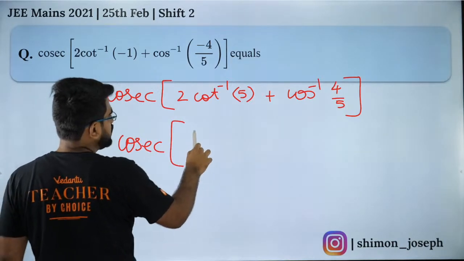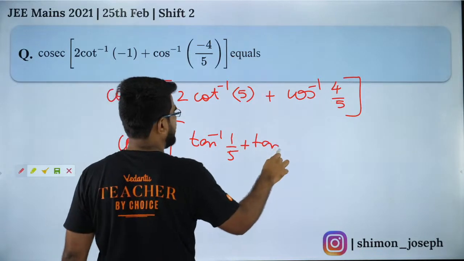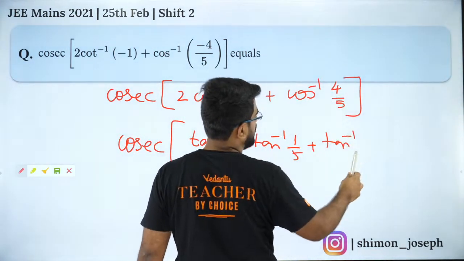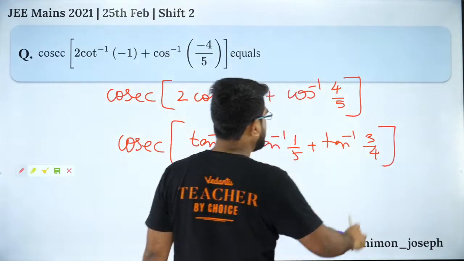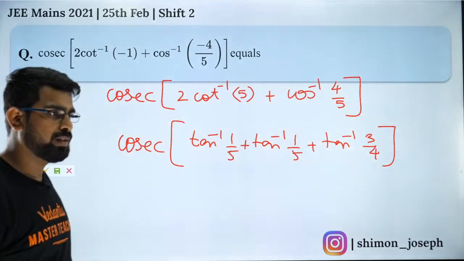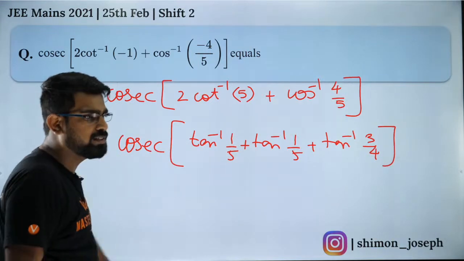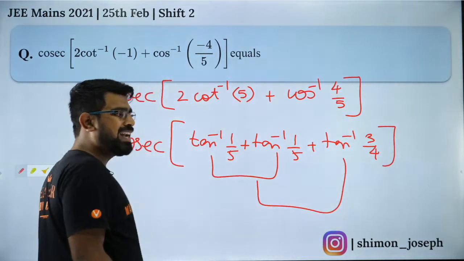We will shift it to tan. So I can write it as tan inverse of 1 by 5 plus tan inverse of 1 by 5 plus tan inverse of, I can write this as 3 by 4. Is that correct, people? Can I write it like this and then solve it? Now it is very simple. So try to do these two first and then these two. Do it and tell me the answer.